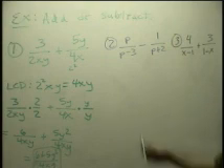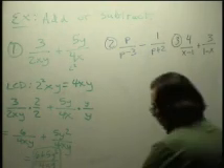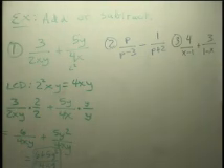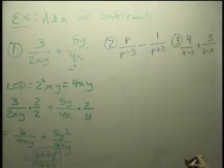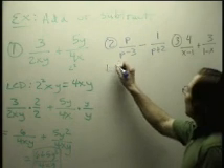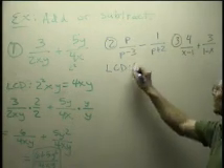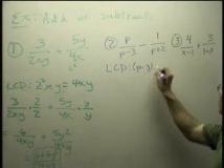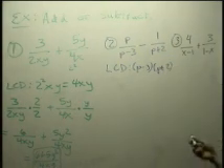Okay? Next one. Again, denominators are different. I need a common denominator. So I factor my denominators, but p minus 3 and p plus 2 don't factor any more than they already are. They're prime. So what's my common denominator? Well, what factors show up? P minus 3 and p plus 2. That's my common denominator.